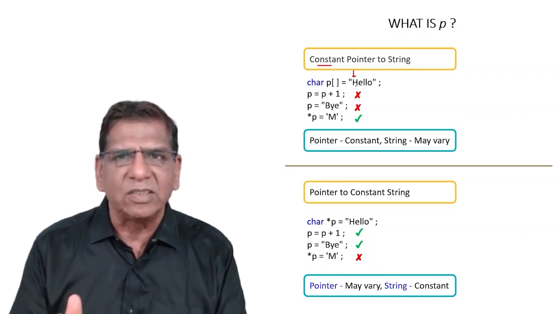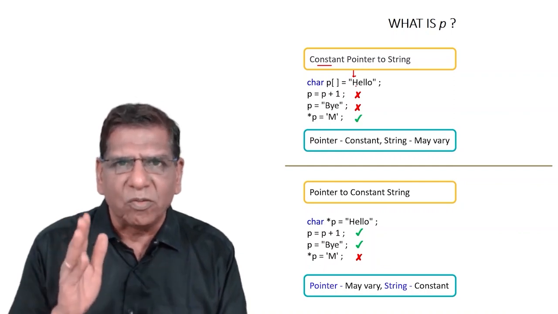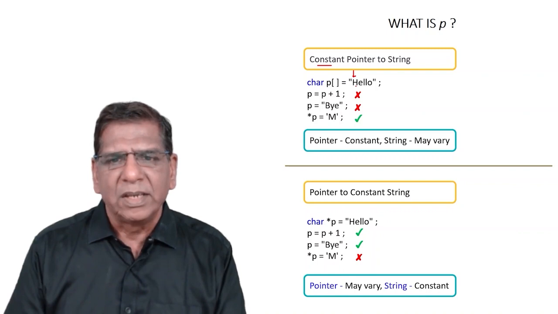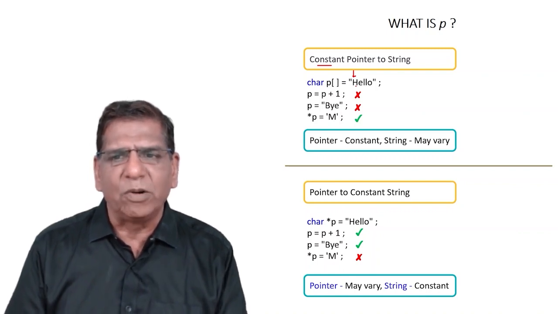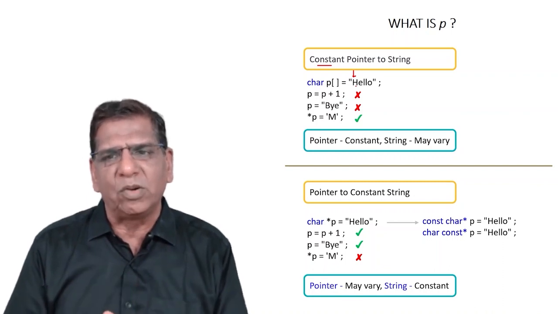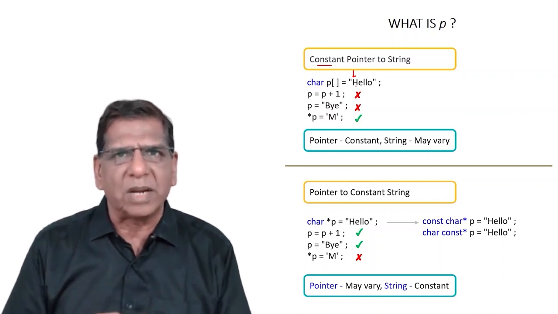Once you understand this, you will realize that there is no confusion between what is a char pointer and what is an array name. Realize that char star p equal to "hello" could also have been written as const char star p equal to "hello" or char const star p equal to "hello".